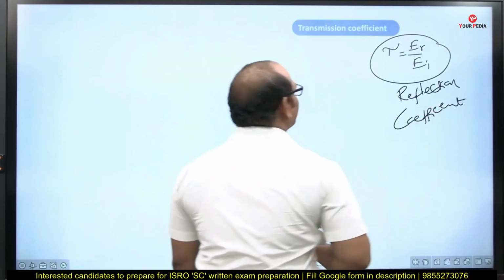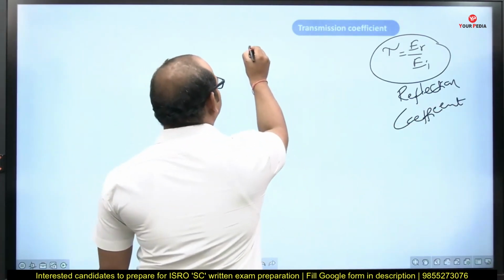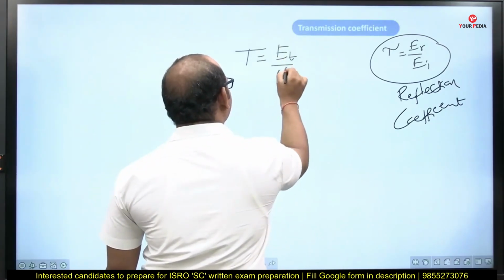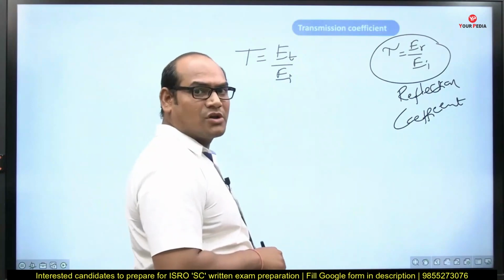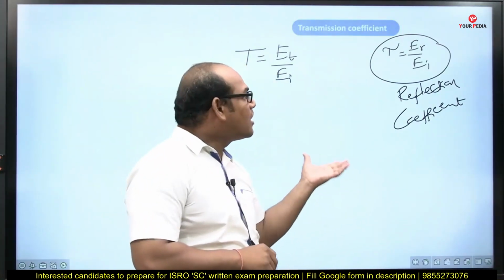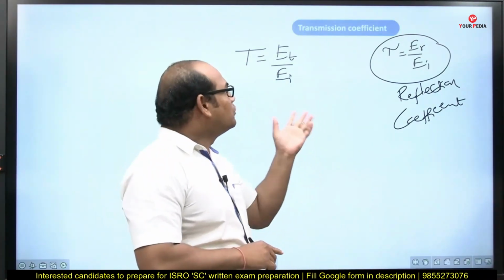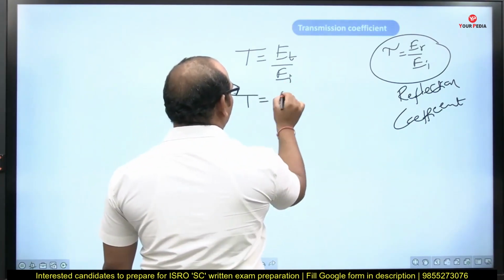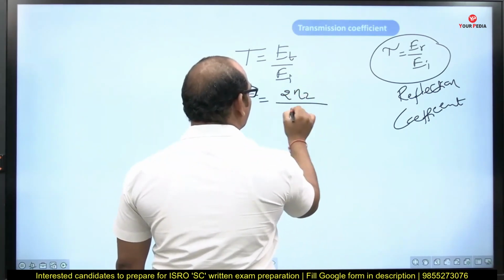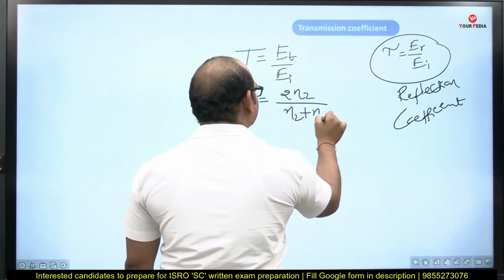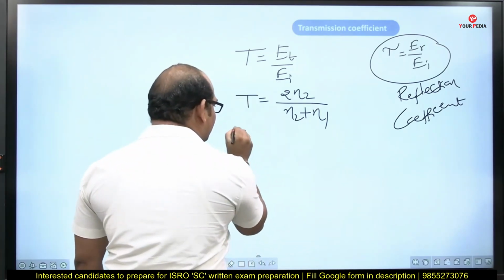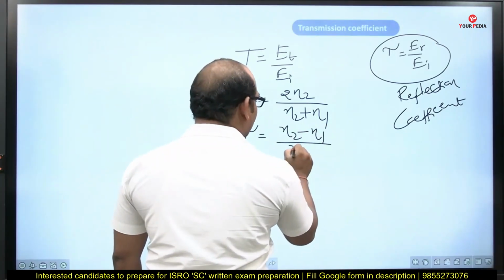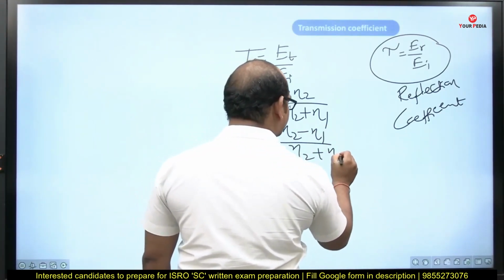Similarly, here we can define the transmission coefficient. The transmission coefficient is generally represented with T, that is the ratio of the transmitted signal to the incident signal. Very simple thing. In similar steps to how we did the derivation of this, you can do this also very easily, so that finally you will get T, that means the transmission coefficient, equal to 2 times eta 2 by eta 2 plus eta 1. Below this I am writing the formula for tau also once again, that is eta 2 minus eta 1 by eta 2 plus eta 1.